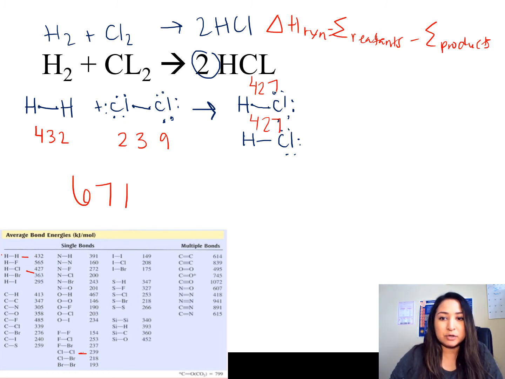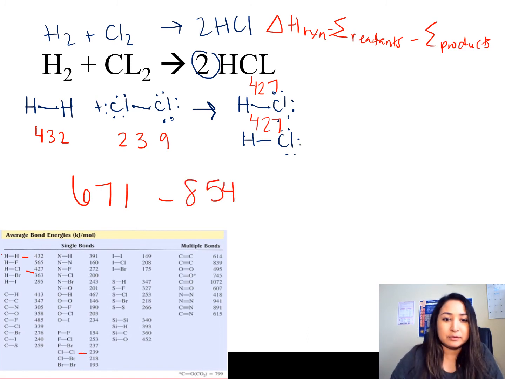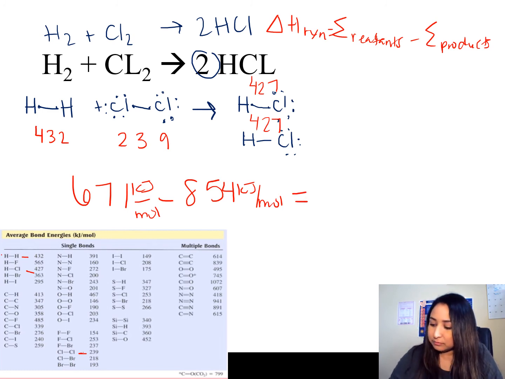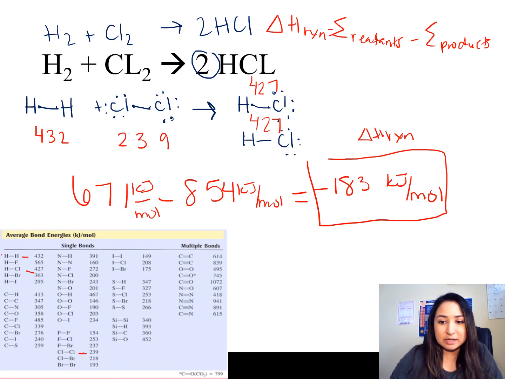And then we subtract the summation of our products, so 427 times 2, or 427 plus 427, that is 854. Oh, and don't forget our units, kilojoules per mole. And that equals negative 183 kilojoules per mole. Now, this is our delta H of our reaction. And because it is, again, negative, that means this is an exothermic reaction.